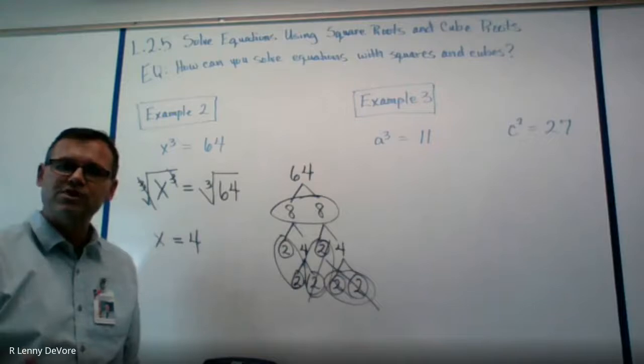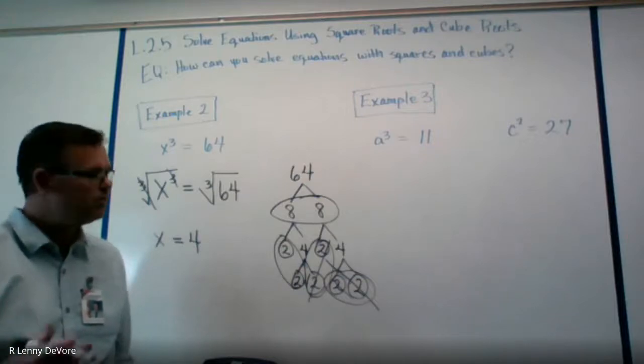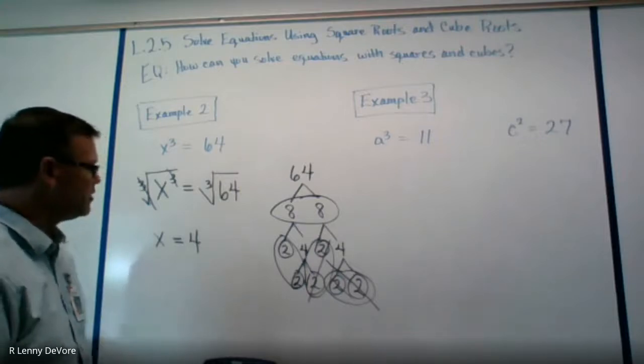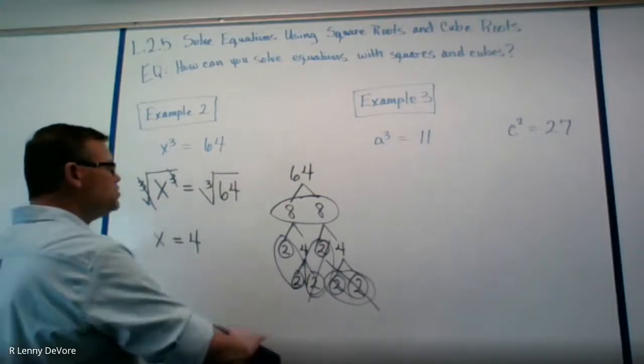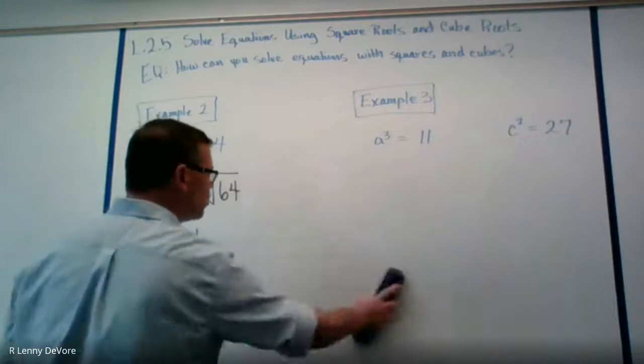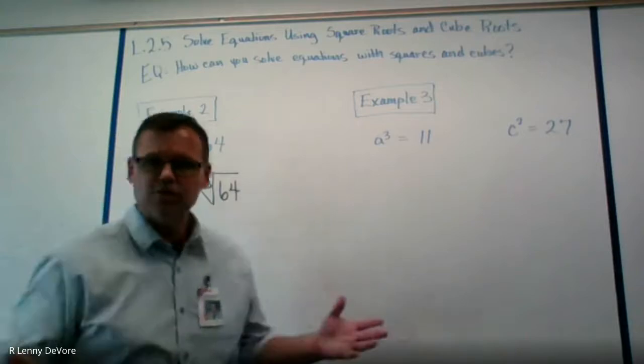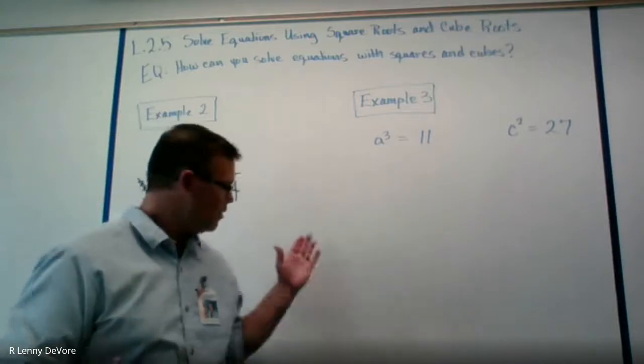4 times 4 is 16. 4 times 16 is 64. Okay, guys? So that's all we're looking at there. So like I said, you can do this on the calculator, but you can also go through and do it so that you have the factor trees.